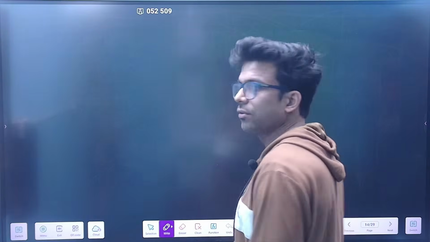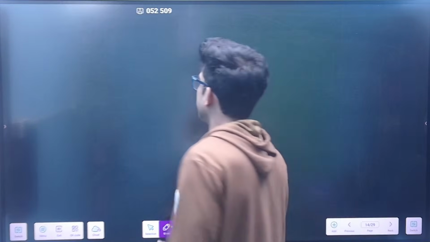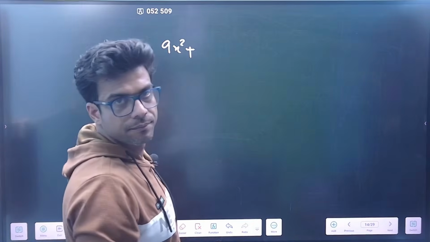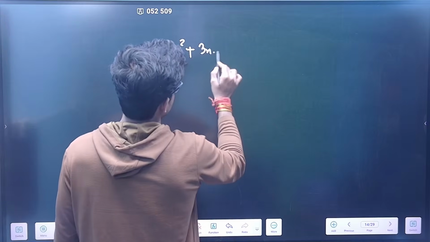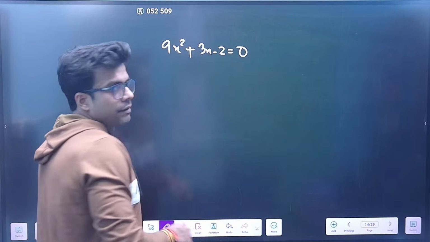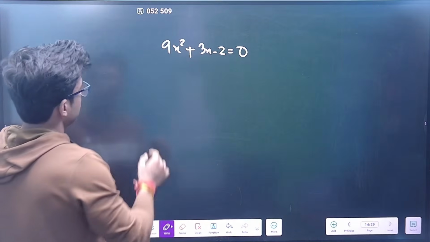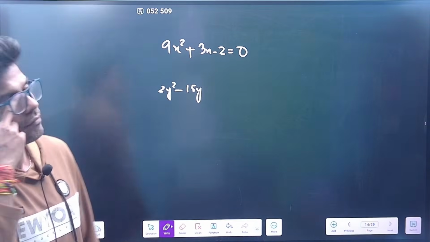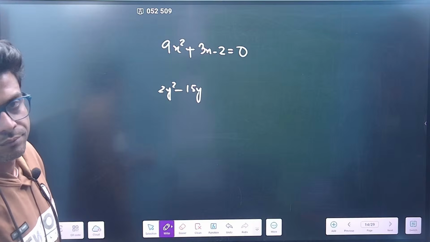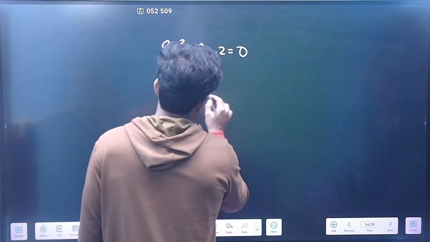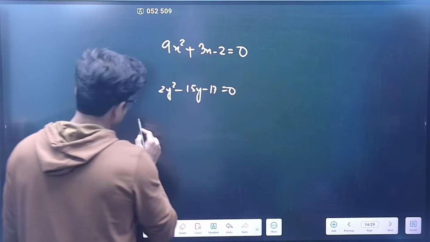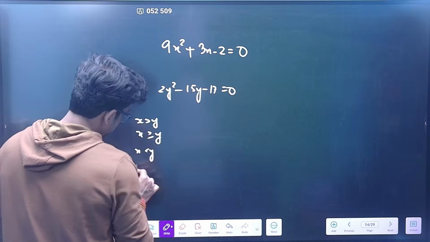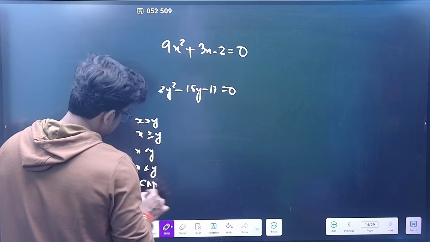Now let us go for the second question, which is 9x square plus 3x minus 2 is equal to 0, and the second is 2y square minus 15y minus 70 is equal to 0. Solve. Options: x greater than y, y, C and D. Come on, try.